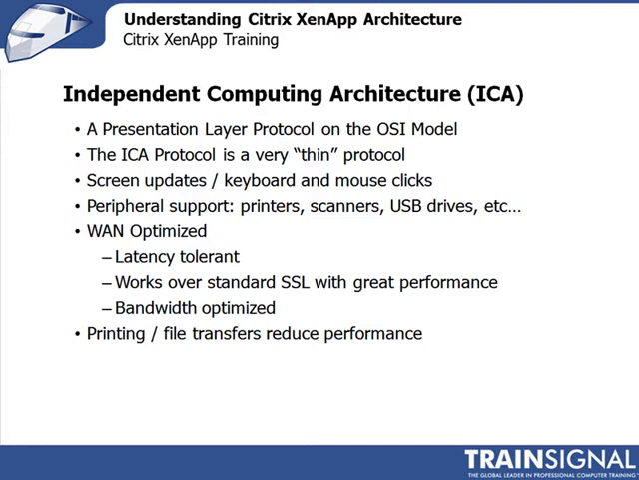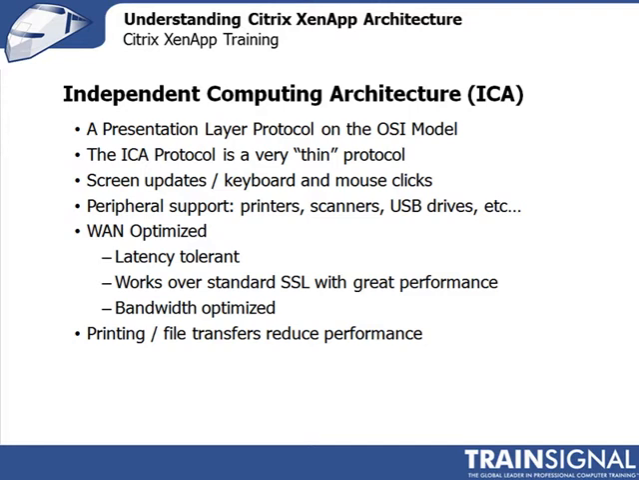Again, over the WAN, it's very optimized for the WAN, so it's very, very latency tolerant. It works over standard SSL with great performance, so you don't need to open any specific ports for ICA to work. You don't have to do anything in particular. ICA will work very well over just standard SSL that's available on the market today. So again, that ties back into what we talked about in the earlier lesson about seamless integration. This is one example of how it seamlessly integrates with the existing architecture, the existing infrastructure that you have in place.